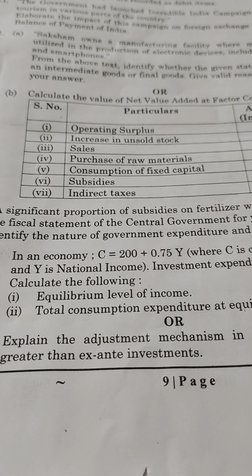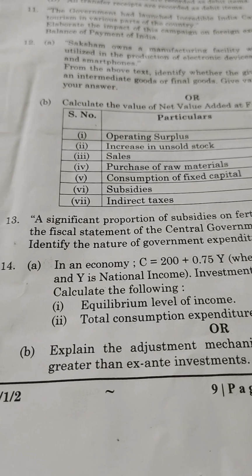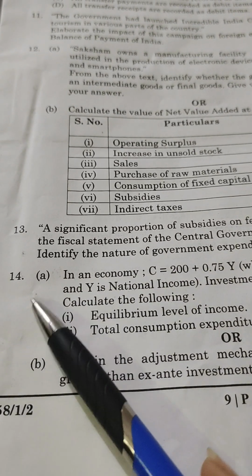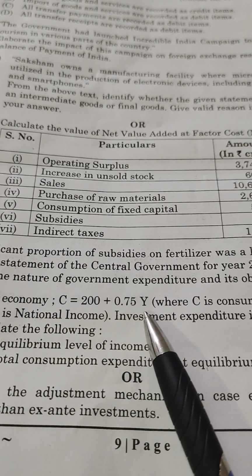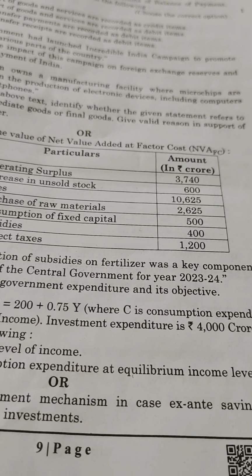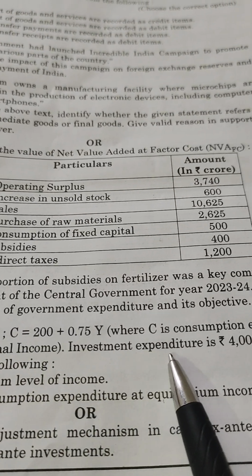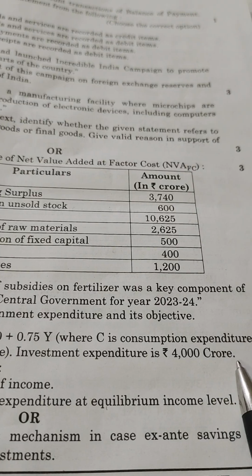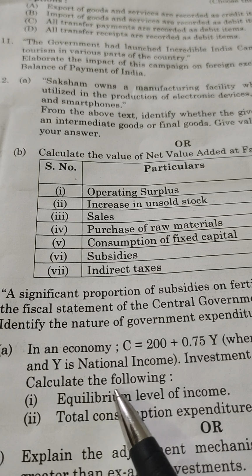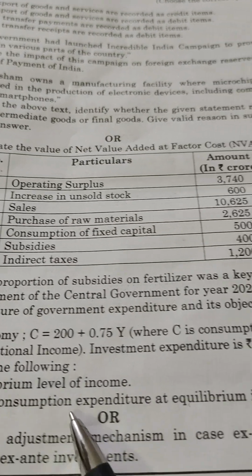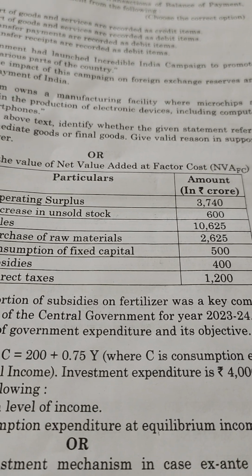I'm going through the CBSE question paper 2025 for economics, and I'm going to do question 14. In an economy, C is equal to 200 plus 0.75y, where C is consumption expenditure and Y is national income. Now the investment expenditure is rupees 4,000 crore. They ask us to find out, number one, the equilibrium level of income, and then the total consumption expenditure at the equilibrium income level.